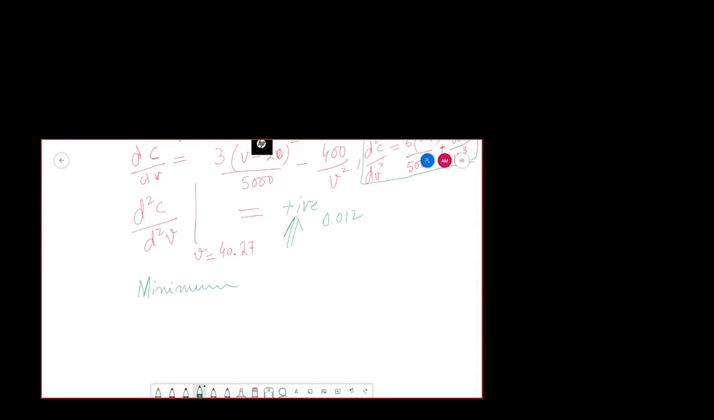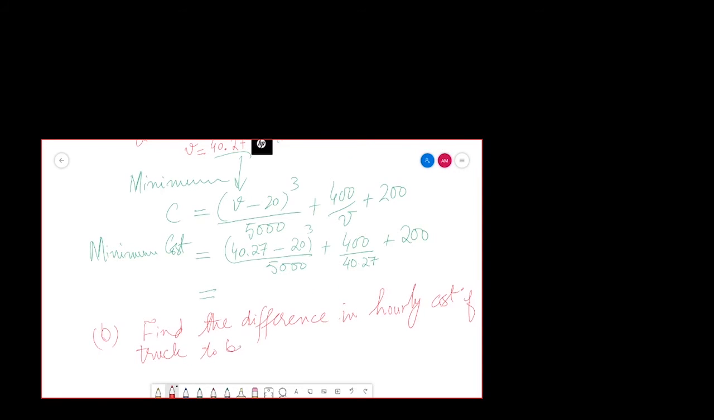And so we would see what is our minimum cost. How to find the minimum hourly cost? You put it back into the original equation. You can put this value of v in all these. What is the value which we come to, that minimum cost? I haven't done that yet. No worries. For the cost, I got $211.6. Yeah, that's the cost.